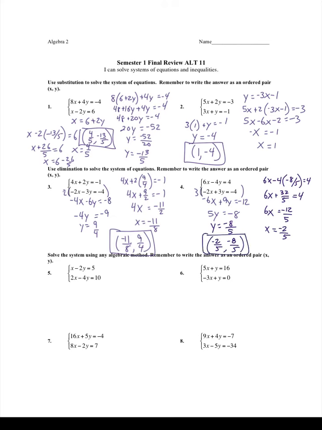5 through 8, we can use whatever method we want. I think elimination is easier, so we're going to multiply negative 2. Negative 2 plus 4y equals negative 10. Everything cancels, so we get infinite solutions.